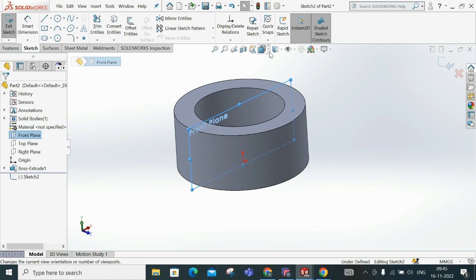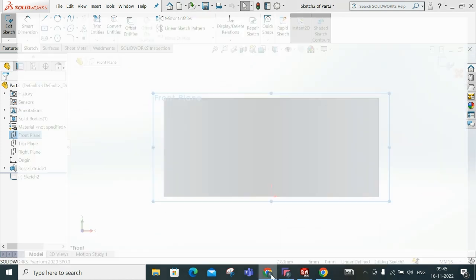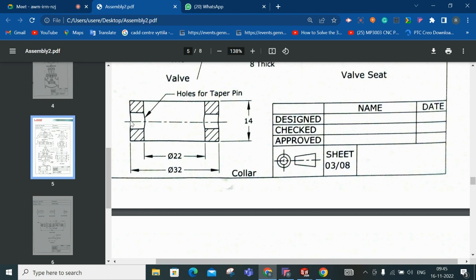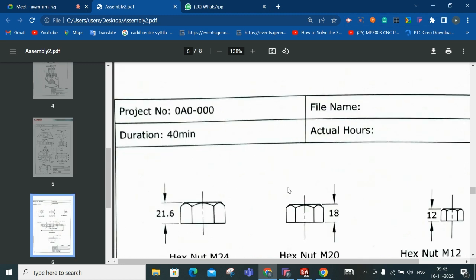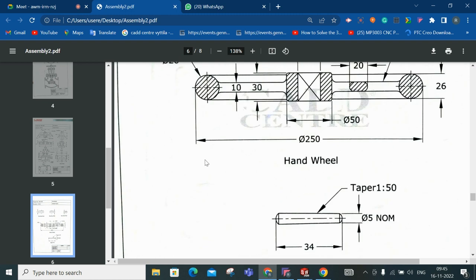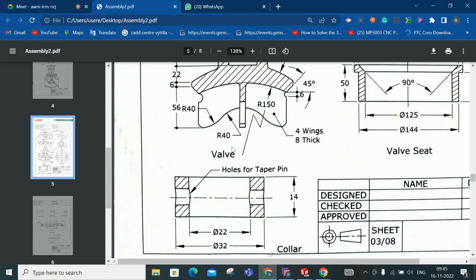Front plane, give a sketch. Then through the middle there's a center line, and there has to be a hole. You see that hole has one thing: it is having a length of a smaller dia, and then a larger dia. Right? That is because this taper pin has to fit exactly here. That is the idea.